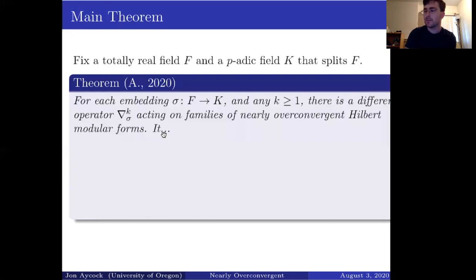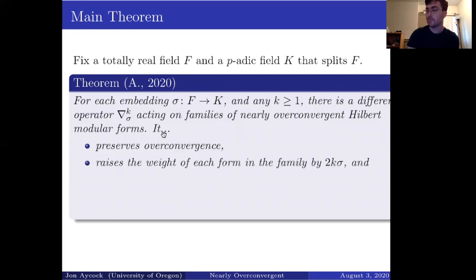The theorem is that for each of the embeddings sigma from F into K, and any positive power k, we're going to get a differential operator called nabla sigma to the k. It acts on families of nearly overconvergent Hilbert modular forms, and it does a couple of things. The first thing it does is it preserves overconvergence. What this means is that it's actually defined over the entire modular curve and not just over the ordinary locus as Katz did it.